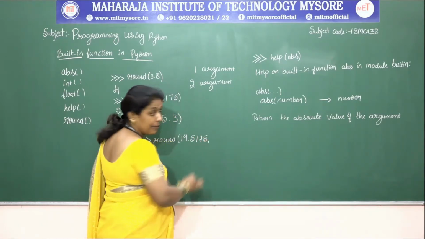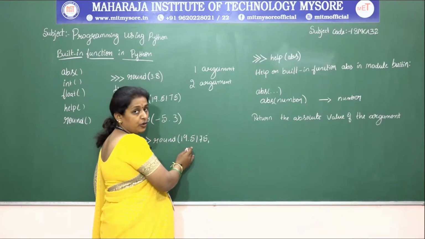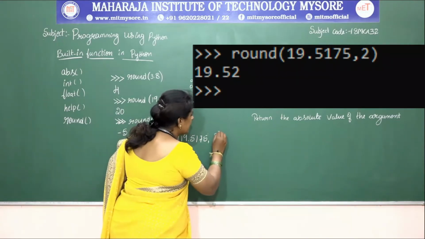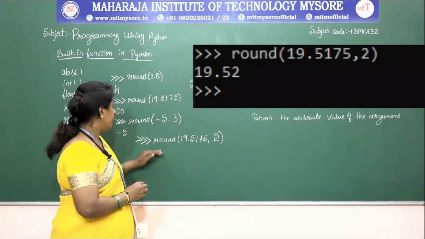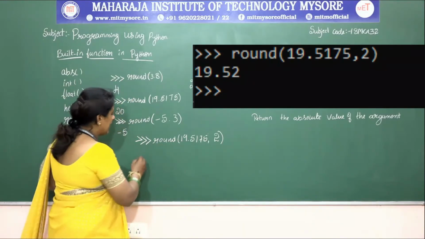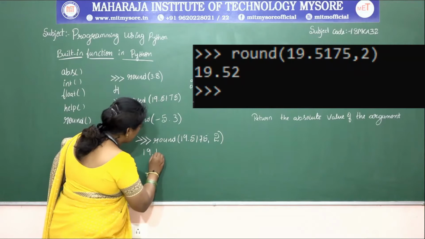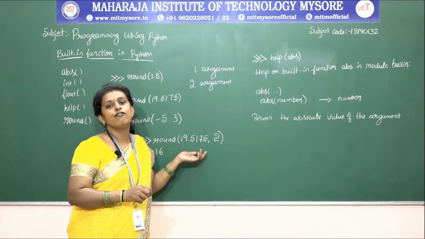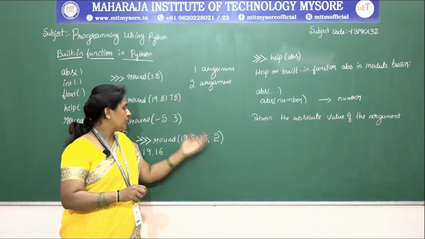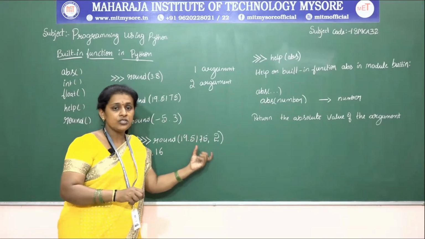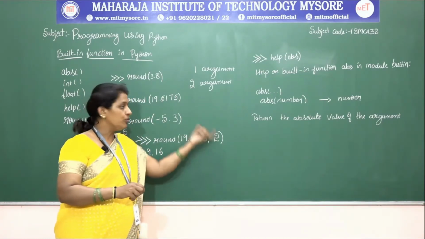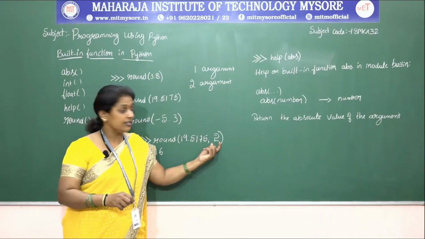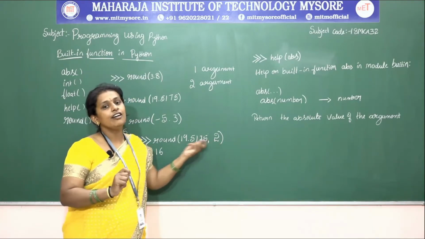19.5175, comma. To differentiate one argument from another, we need to separate them with a comma, then the second argument. When I execute this statement, I will get the answer as 19.16, because it rounds to a floating point number. So when you pass two values, it rounds to the nearest floating point value, and this second argument indicates the precision of the value.